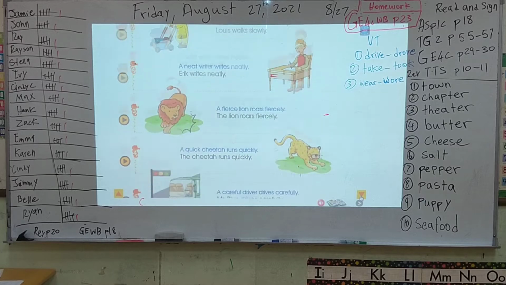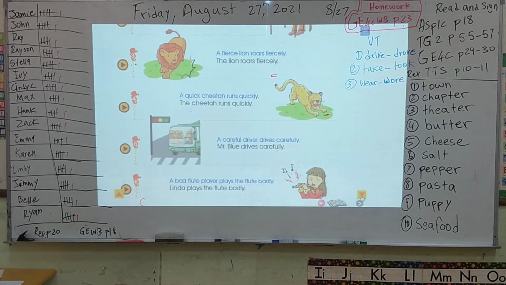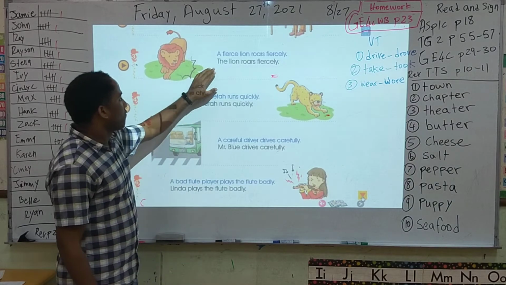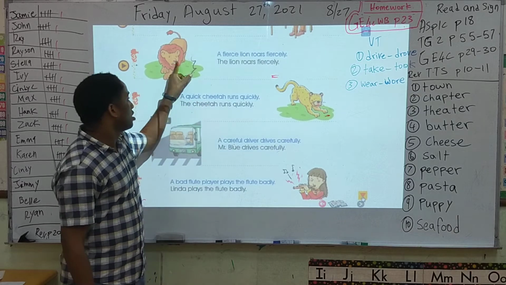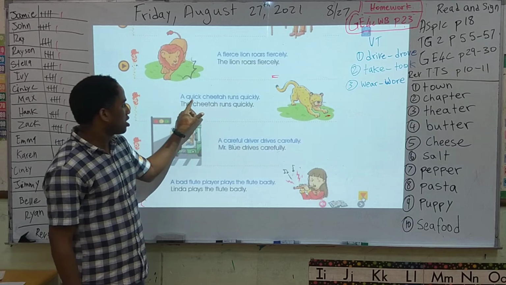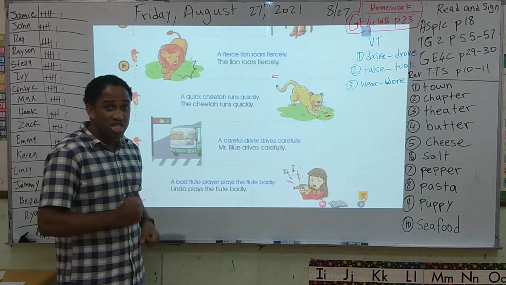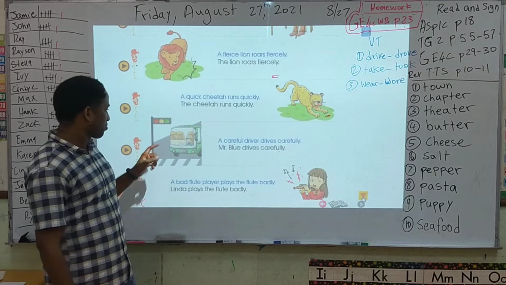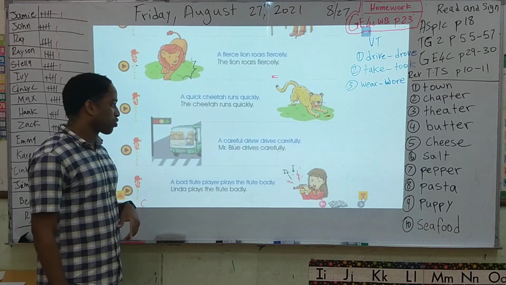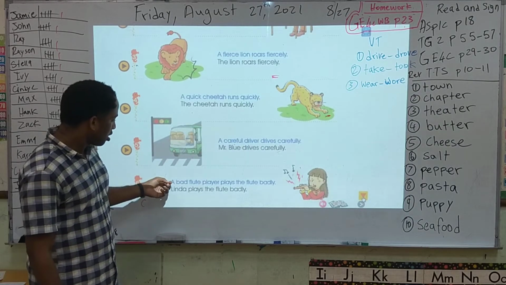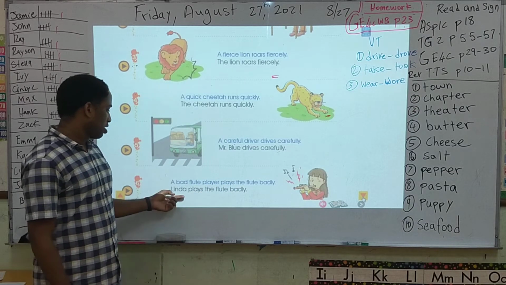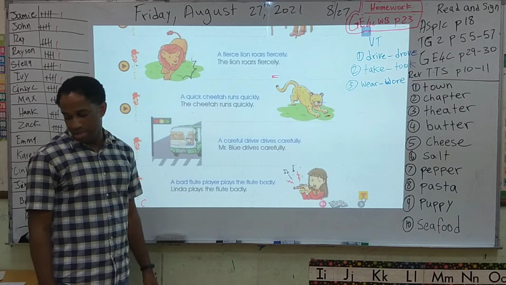Number 3. Good. The lion roars fiercely. A fierce lion roars fiercely. A quick cheetah runs quickly. The cheetah runs quickly. A careful driver drives carefully. Mr. Blue drives carefully. A bad flute player plays the flute badly. Linda plays the flute badly.